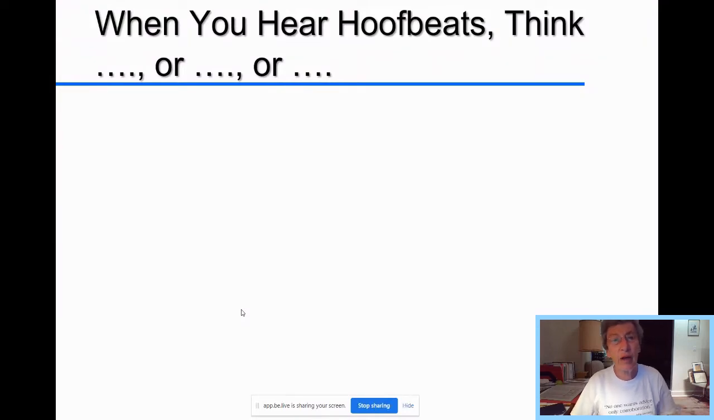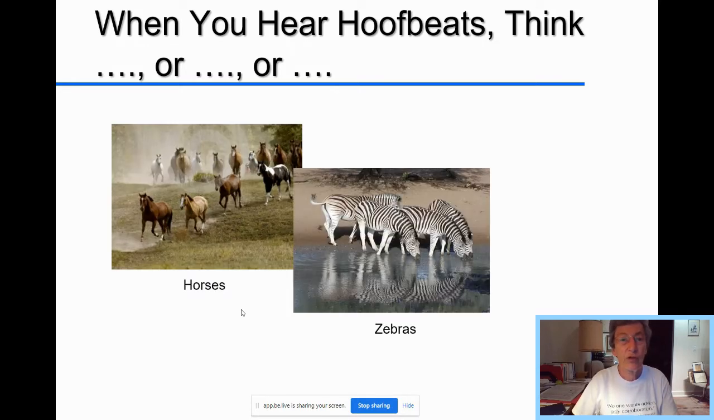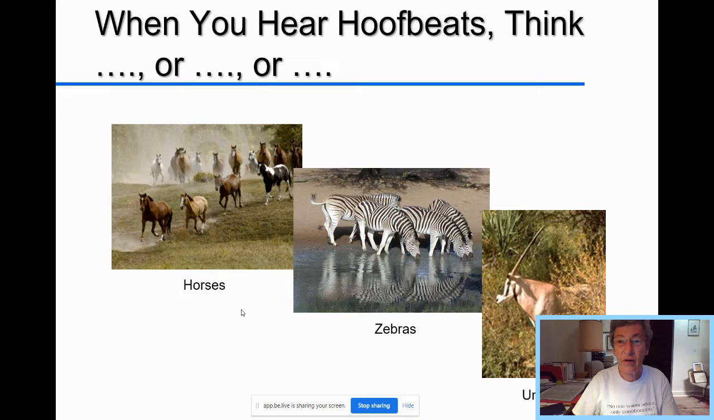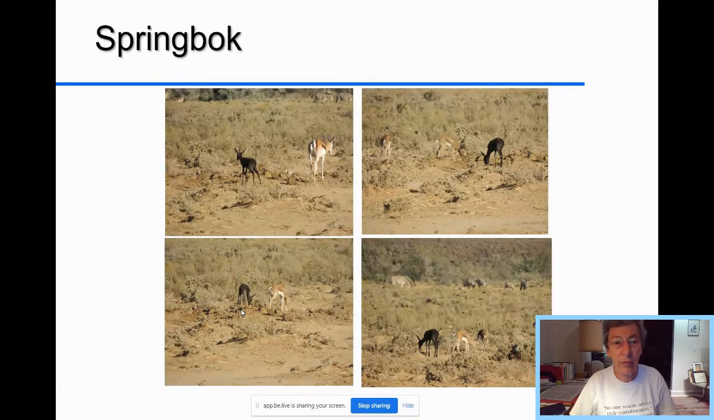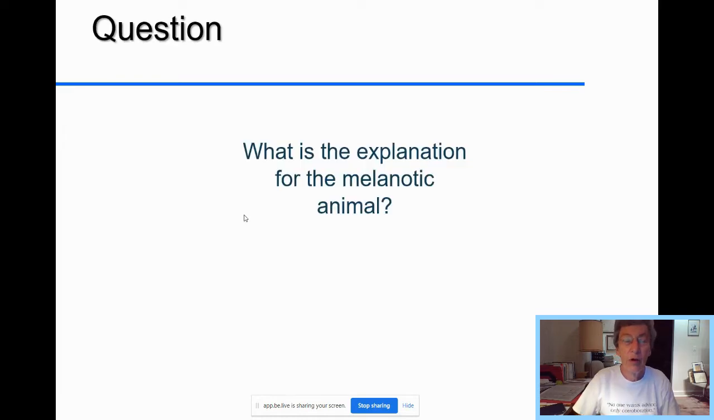The first thing we learned in medical school is when you hear hoofbeats, think of horses or zebras, or what I have added, unicorns, even rarer than zebras. And I show an example here from the last trip I did to Africa, a couple or 3 years ago, where the guide was really puzzled by the dark-colored deer, and they're melanotic or black. And I had to explain to him about recessive inheritance.